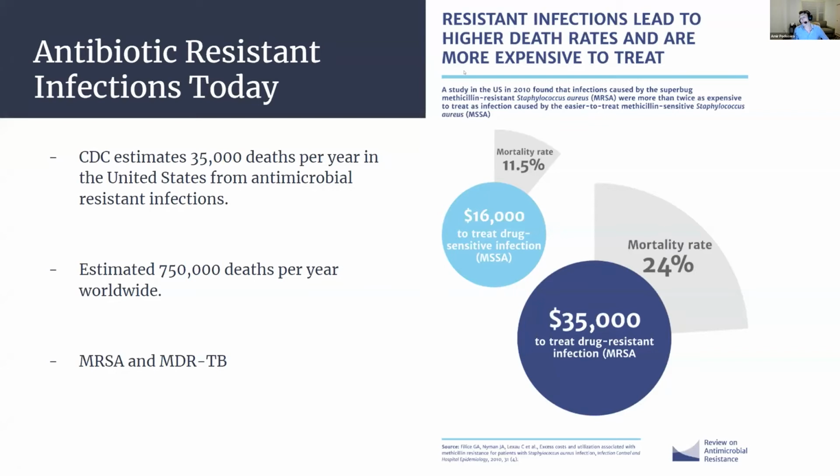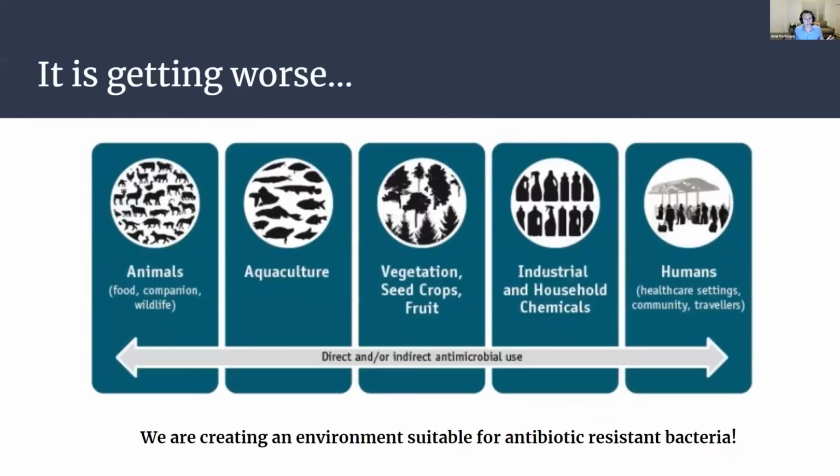They are probably responsible for hundreds of thousands of deaths. As we can see in this infographic, a normal Staphylococcus aureus infection has a high mortality rate of 11.5%. Once that infection mutates to become drug resistant, the mortality rate more than doubles, and the price to treat the infection doubles as well. And if you think this is bad, it is actually getting much worse.